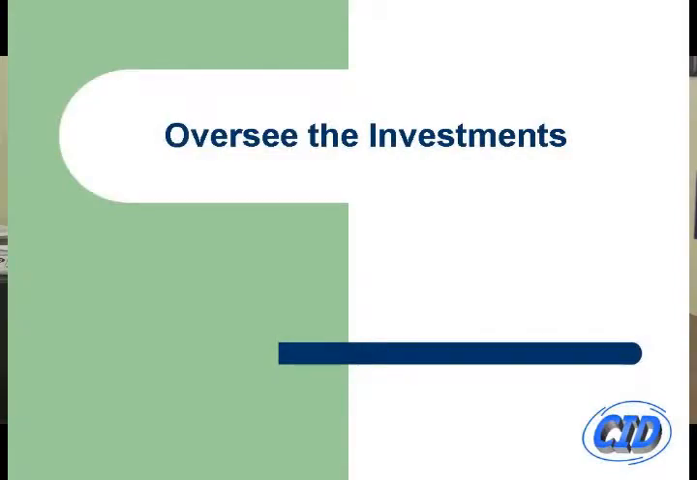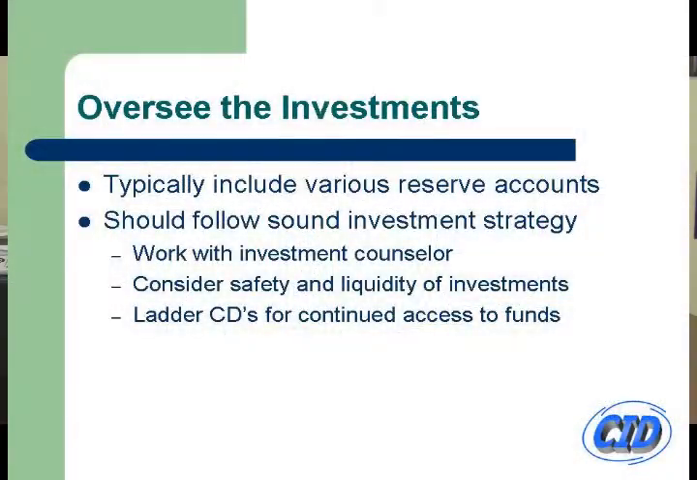All right. Another area that you're going to have a responsibility on is to oversee the investments of the association. Because you are going to be saving money for future reserve transactions, that means you're going to have some money that you'll need to oversee if there are some investments that you are doing. Typically, the investments are going to include the different reserve accounts. You should follow sound investment strategy. You might need to work with an investment counselor if there's enough money being generated and in your reserve accounts.